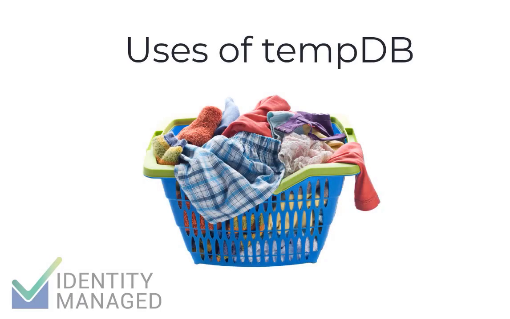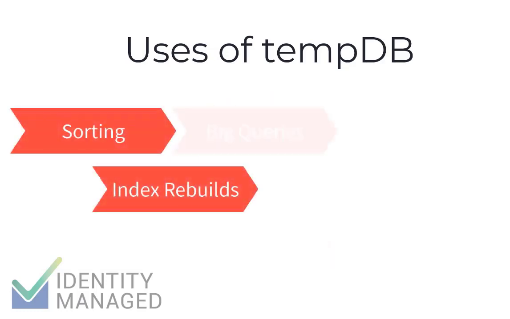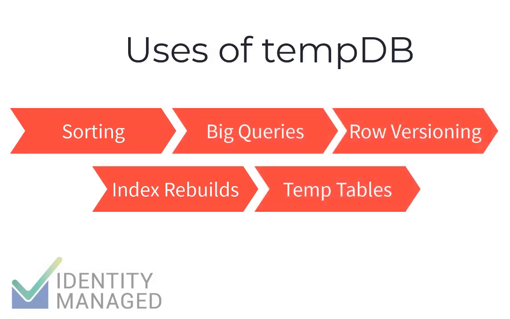tempDB, what are its uses? Well, it's used for sorting, much like that space on your floor or your couch where you take your laundry and dump it out so that you can sort it and fold it. tempDB is kind of like that. You use it for sorting, for index rebuilds, for big queries, for temp tables, for row versioning, and that is very useful for triggers and for snapshot isolation levels.